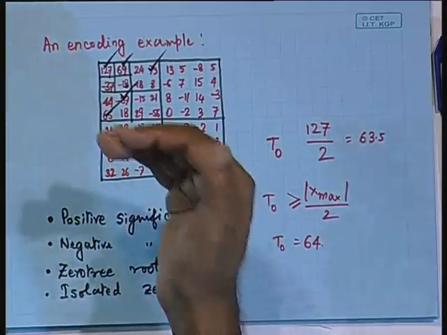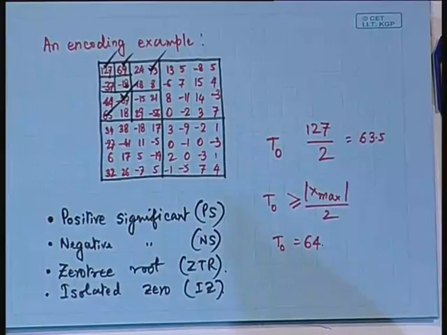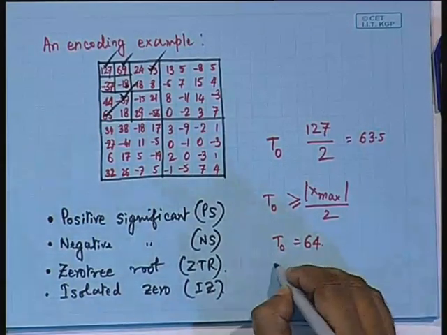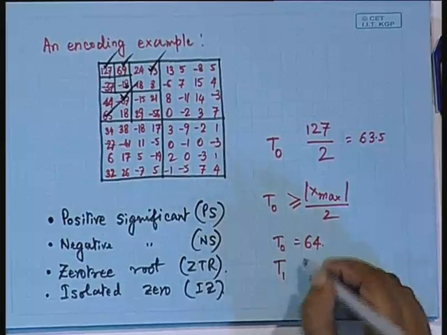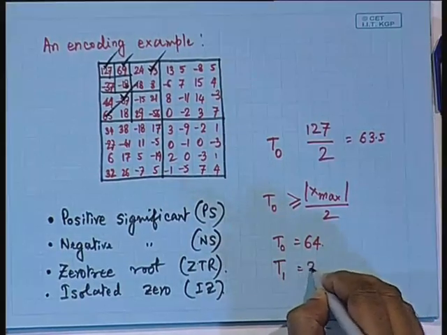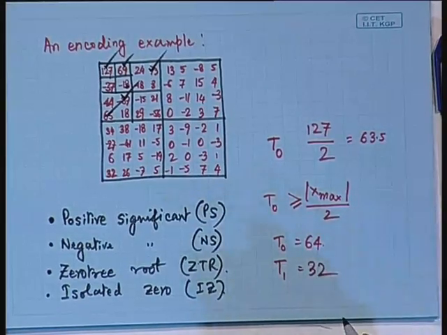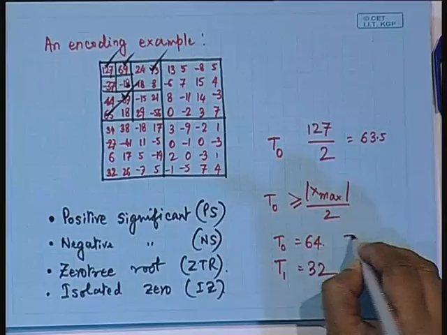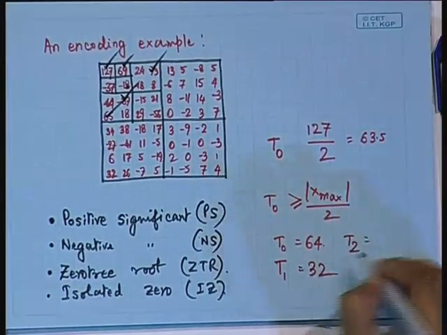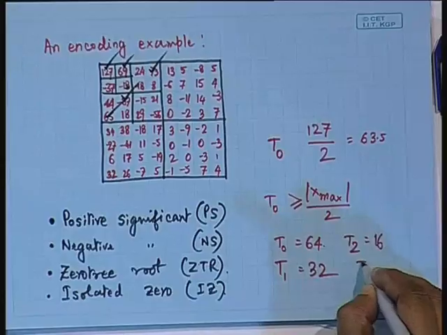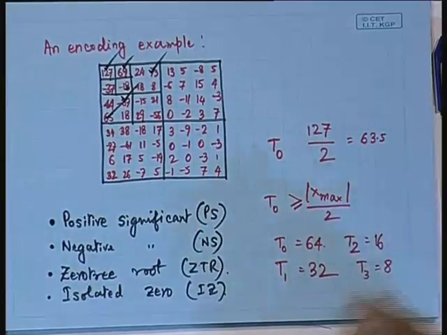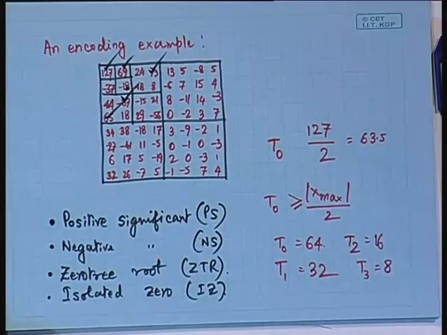Now, when the first pass is completed, then in the next pass we are going to make the threshold, let us call it as T1, which should be 64 by 2 or rather 32. Next step it will be further halved. So, T2 would be 16. Next step T3 is equal to 8 and so on.